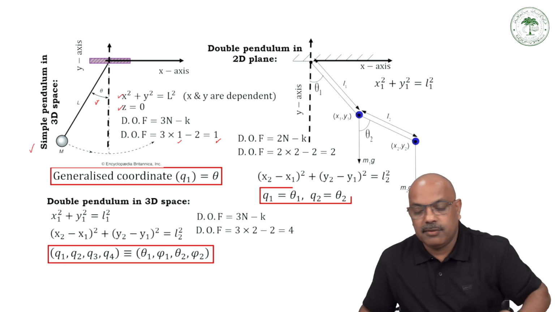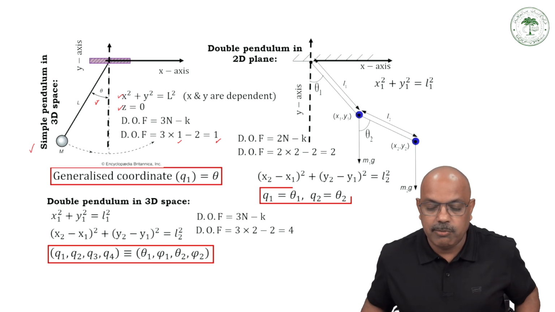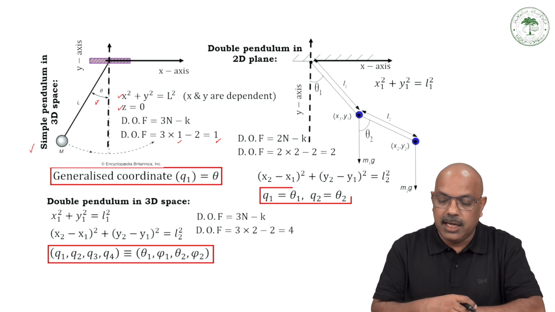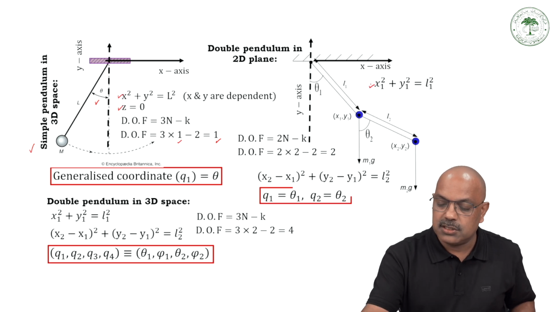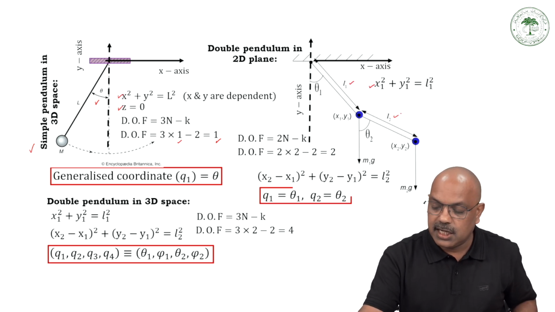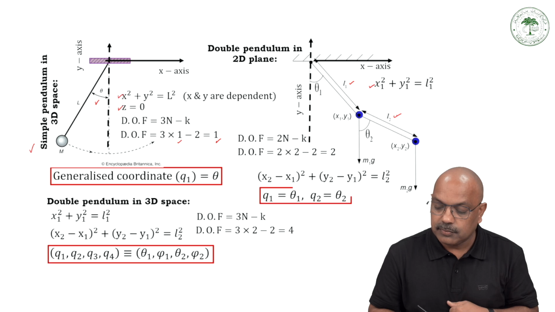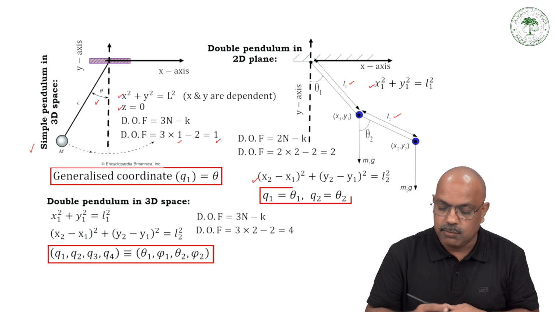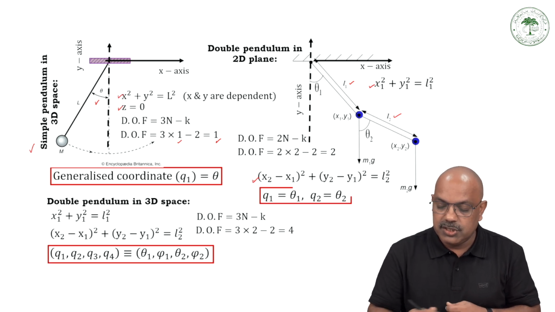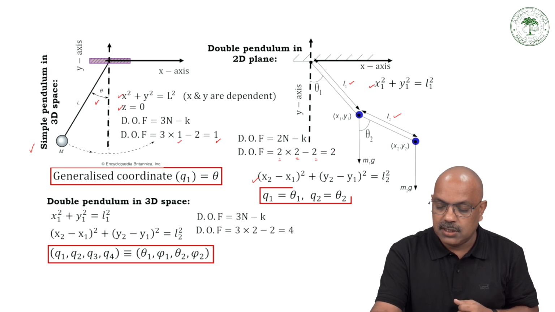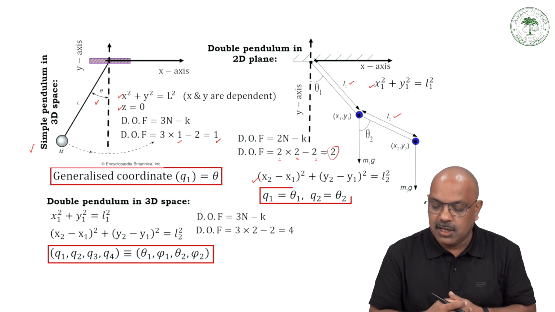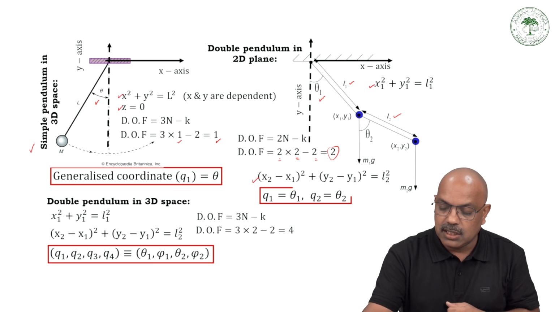Now we also discussed the double pendulum in 2D and 3D. In the 2D plane, we discussed that I have two constraint equations, one based on L1 and the second on L2. So I have 2 particles, 2 dimensions, and 2 constraint equations. So there are 2 degrees of freedom, and those are theta 1 and theta 2.